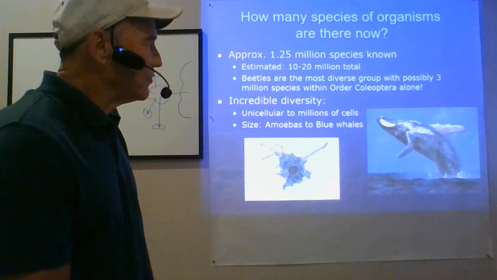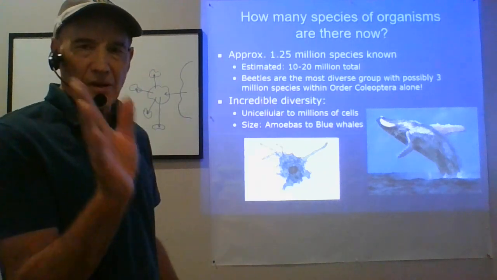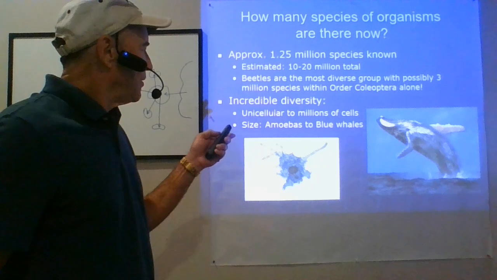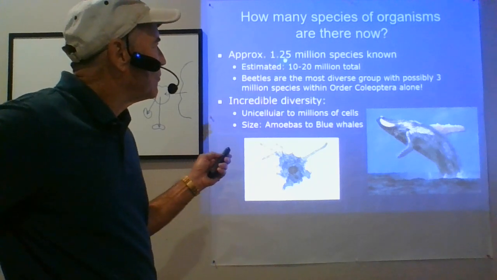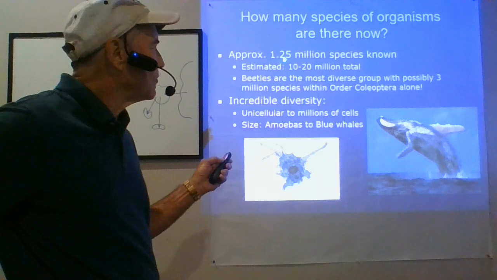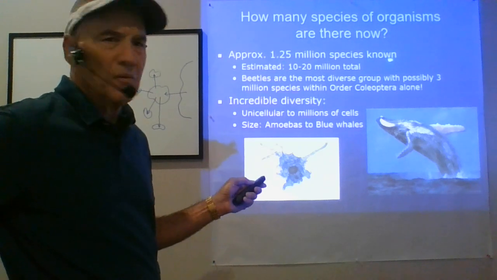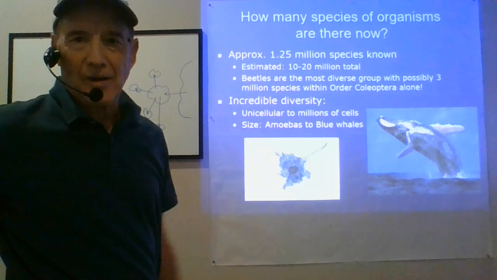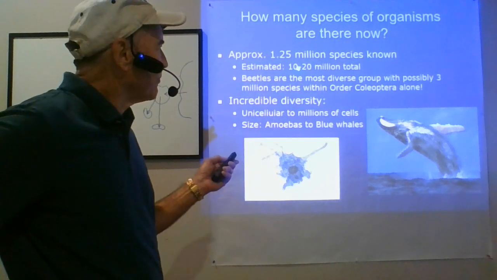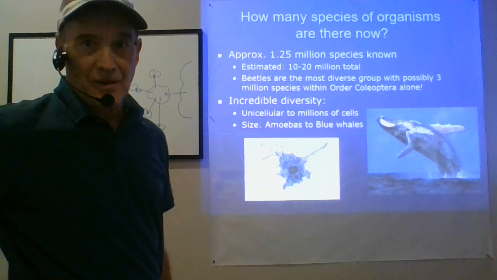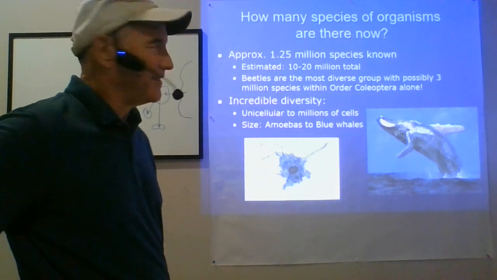So we've got all these new species forming through this method of natural selection and evolution. So how many do we have? Well, there's a lot known, 1.25 million, probably more now. This is old, so probably double that now. But they think there's way more than that. We just haven't named them all yet.